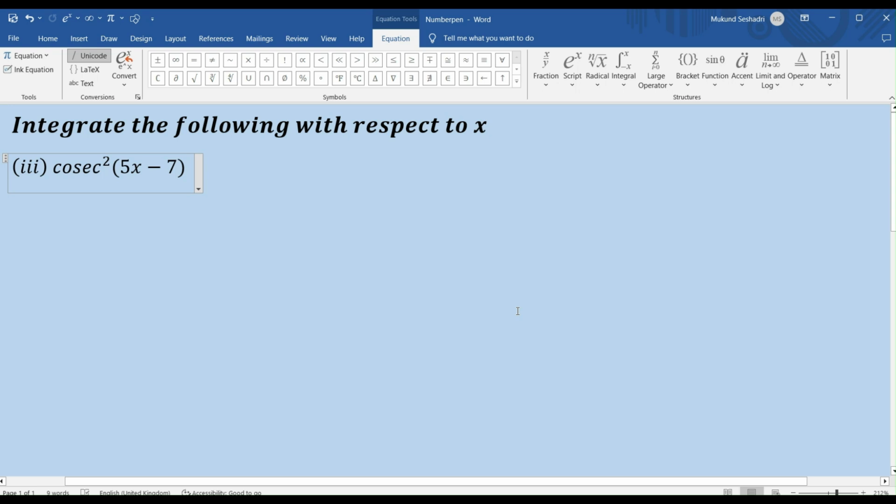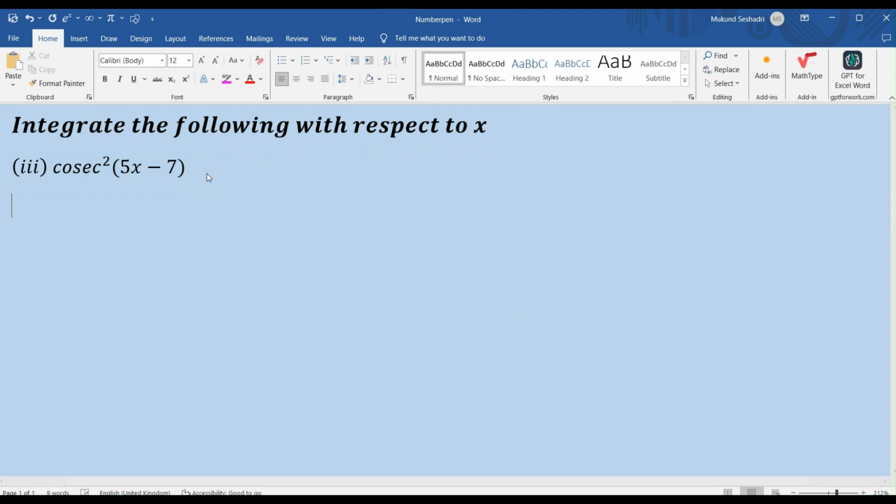So there we have the problem on our screen. Integrate the following with respect to x: cosecant square of 5x minus 7, right? And like we've done in some of the earlier problems, looks like the best method to solve this problem is to make a substitution that will reduce y to a much simpler expression, right?